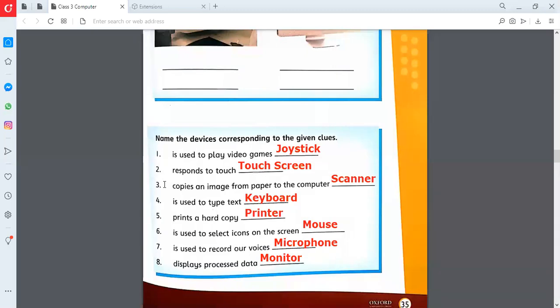Now everybody should open the worksheet. There is a worksheet available in the course material. Everybody should open that worksheet, please. There is worksheet number 1 available in the course material. We are going to start our worksheet for the second term.